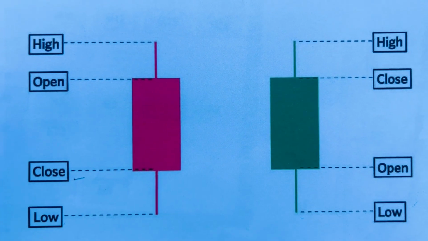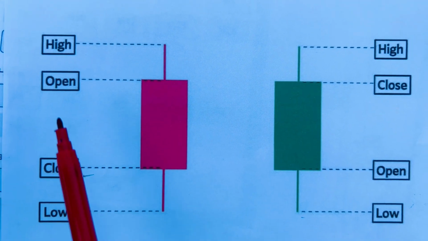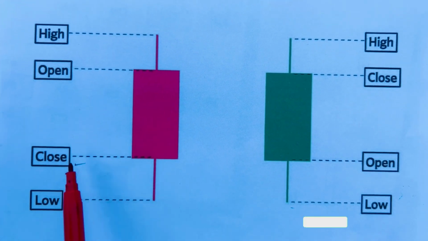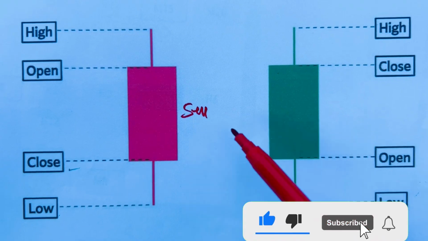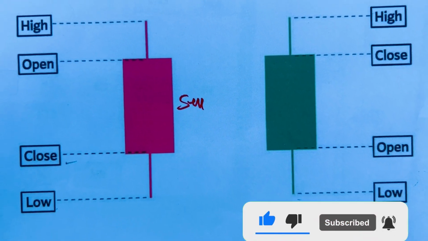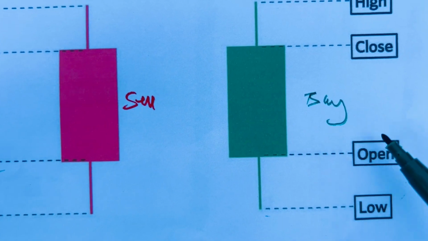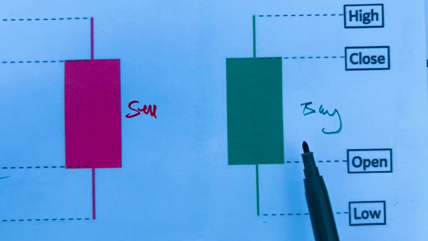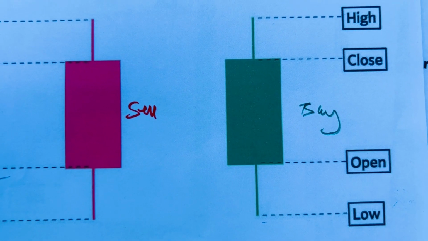Now, when it comes to trading the price action strategy, I want you to note something. We have 4 key things in a candlestick. This is a sell candlestick, and we have a buy candlestick. This is our buy candlestick. These are the 4 key things that are important for you to take note of.